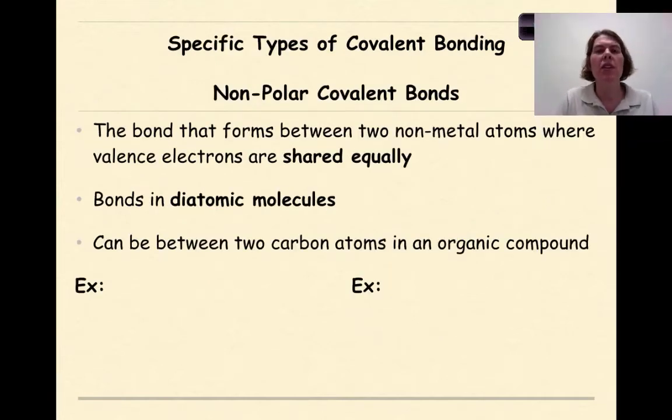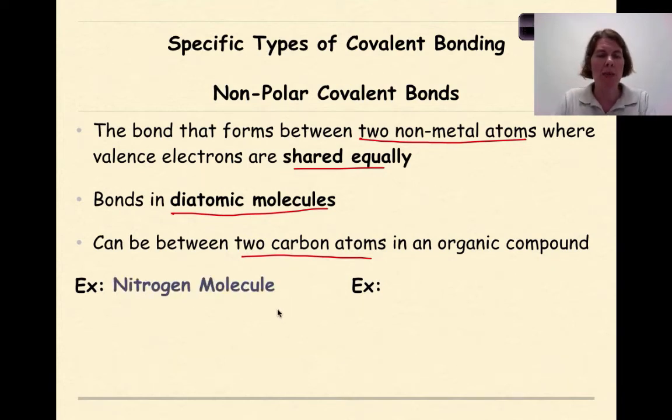So let's look at specific types of covalent bonding, and let's talk specifically about nonpolar covalent bonds. This is the bond that forms between 2 nonmetal atoms where the valence electrons are shared equally. These are basically the bonds that we're going to see in diatomic molecules, but on rare occasions, there are some situations, like in organic compounds, where a nonpolar bond could be between 2 carbon atoms in an organic compound.